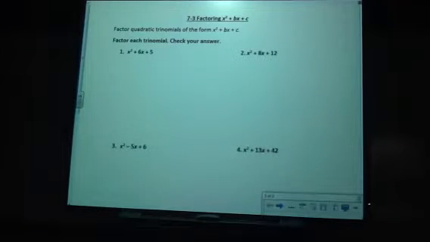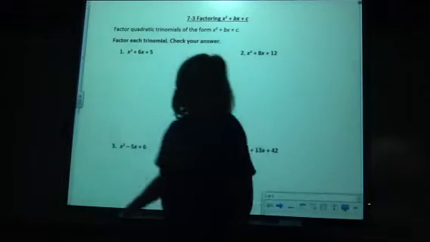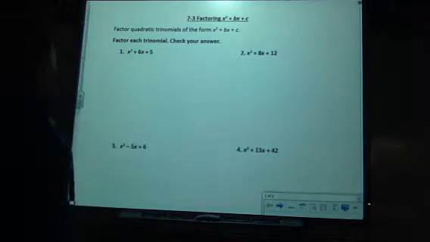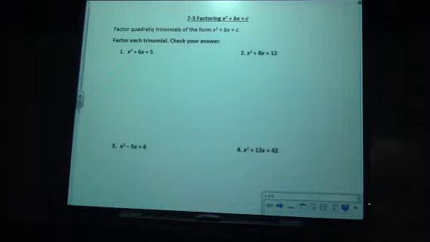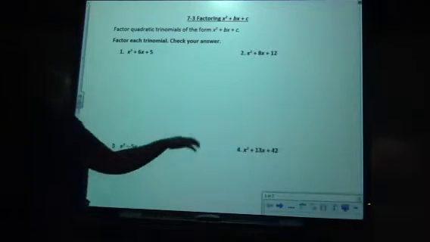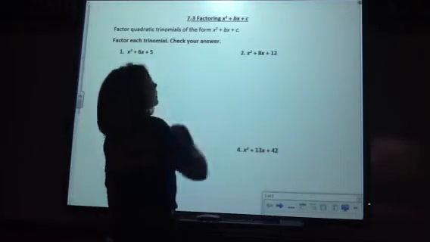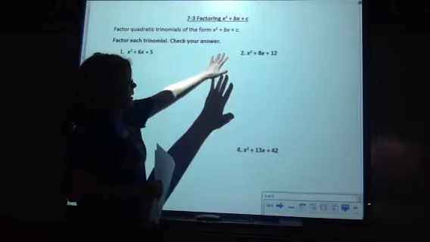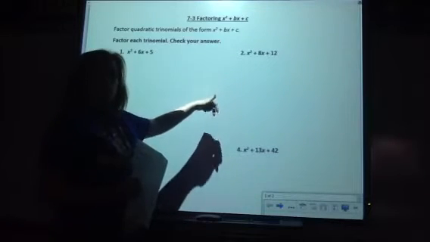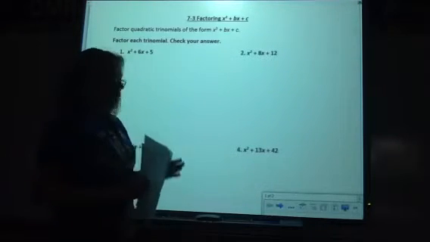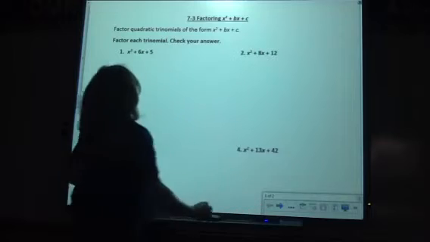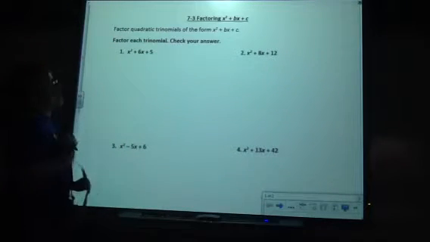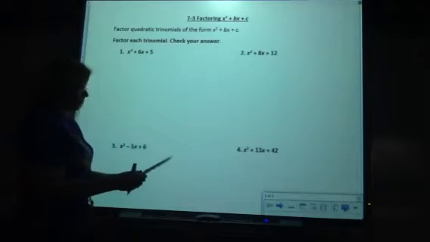Alright class, today we're going to start Unit 7, Section 3, and it's talking about factoring quadratic trinomials in the form x squared plus bx plus c. Now, when we look at this form with our trinomials, we do not have a common factor, and that's when you want to do it this way. Alright, so we're going to factor each trinomial and we're going to check our answer.